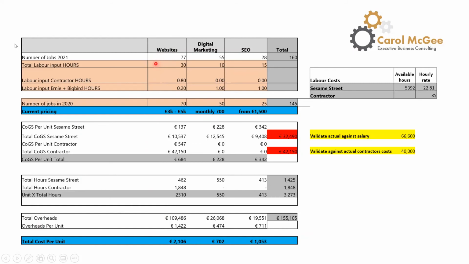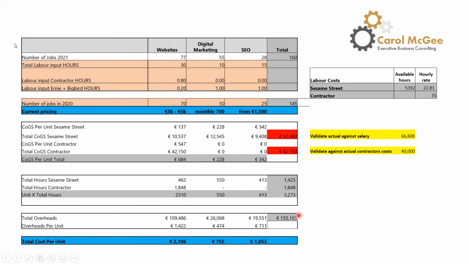Then you need to calculate your total labor input hours, and this can be broken down. This company in particular subcontracts some of its work out. It's more complex development, so it's split generally for websites 8% for contract hours and 20% for their own staff hours. And basically what you do then is work from this, you work out a cost of sales, a cost of goods sold per unit total. So this is your €684.